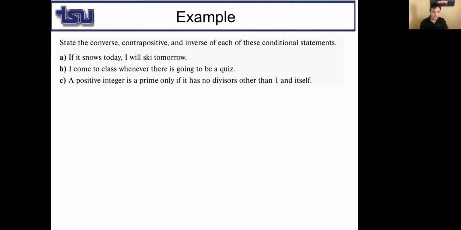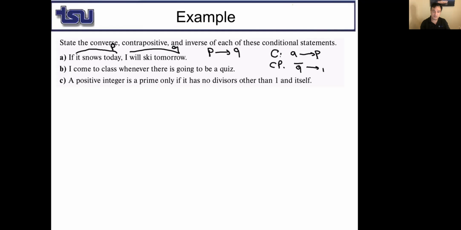And let's see this. State the converse, contrapositive, and inverse. So I'm going to do the first one, and then I guess you can do the next two by yourself. If it snows today, which is P, I will ski tomorrow is Q. This is P implies Q, okay? So the converse will be what? For converse, it will be Q implies P. That means if I ski tomorrow, then it snows today. That's what it is.